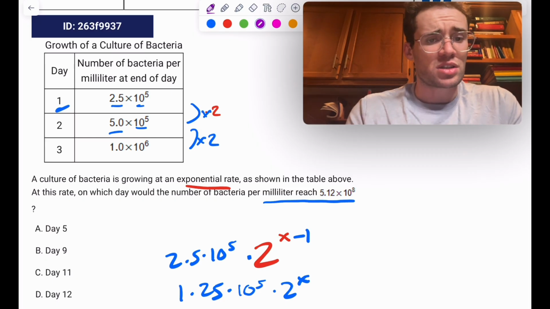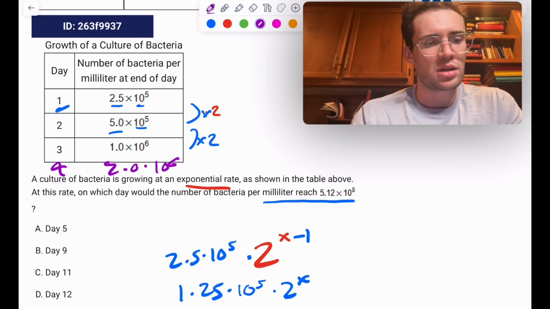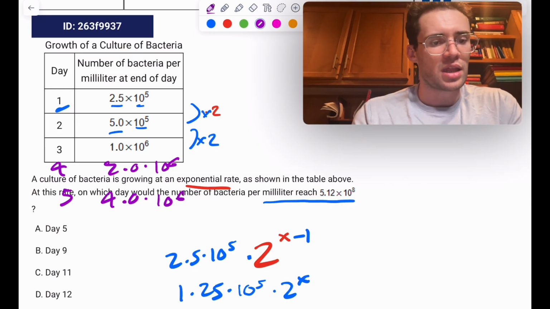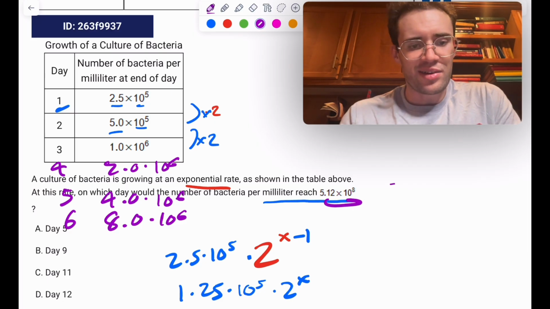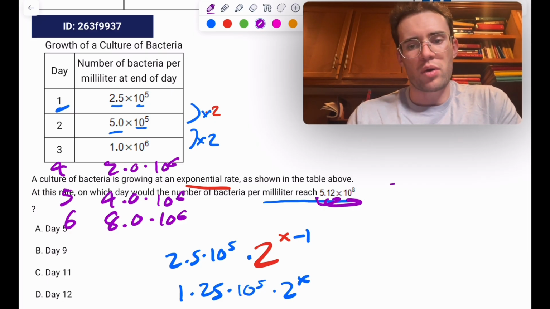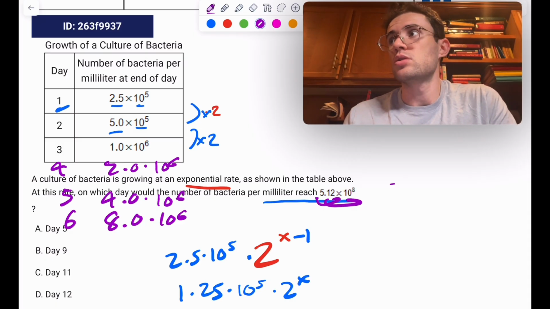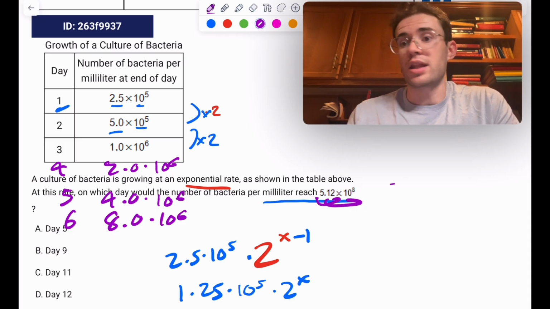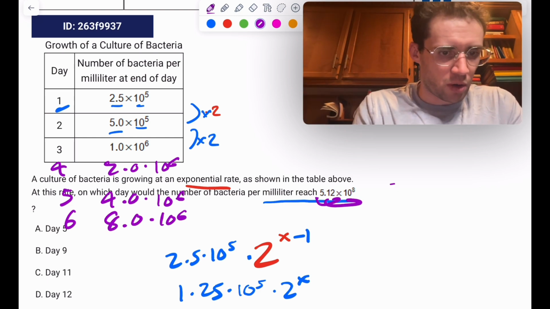Or if you want, you could even just go, all right, how many times do I have to double this to go up? So you'd go, okay, at day 4 it'd be 2.0 times 10 to the 6th. Then day 5, you double that, it'd be 4.0 times 10 to the 6th. Then you double that, it becomes 8.0 times 10 to the 6th. We want to get up to 512, which you notice these are powers of 2. 5.12, it's 512, well, it's 8 cubed. So what would that be? 2 to the 9th power, right? 2 cubed.